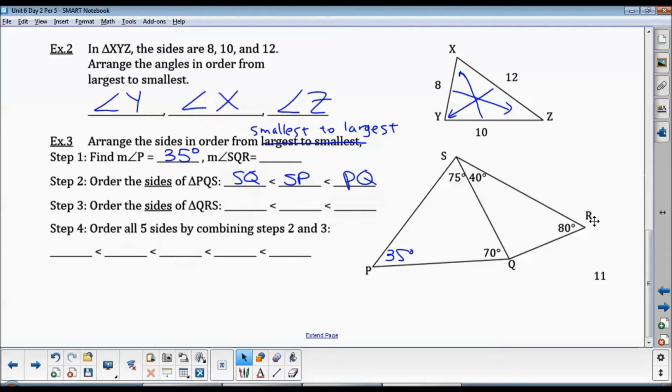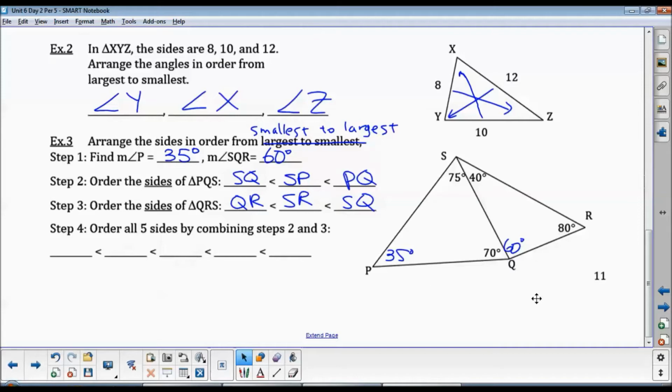So hopefully you were able to figure out that the measure of angle SQR, this angle here, is going to be 60 degrees. And then we can look at the three sides of this triangle. So from smallest to largest, you should have gotten QR, SR, SQ.